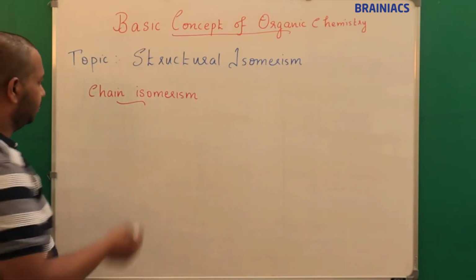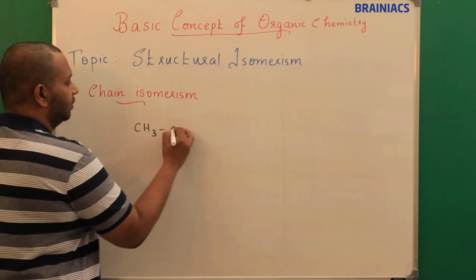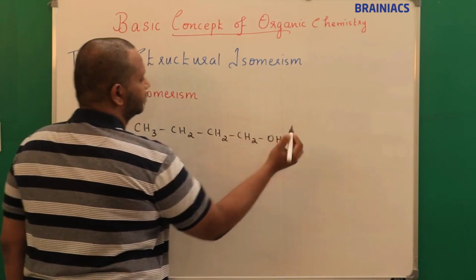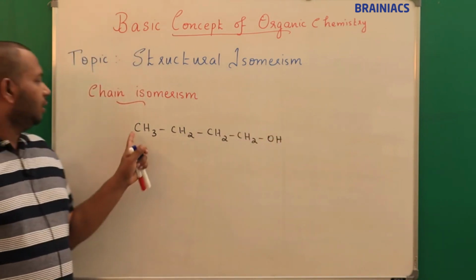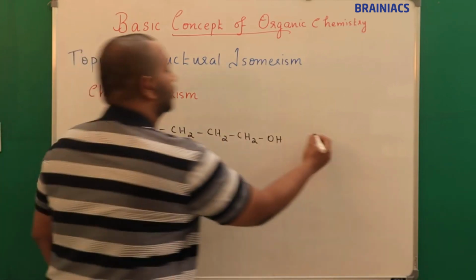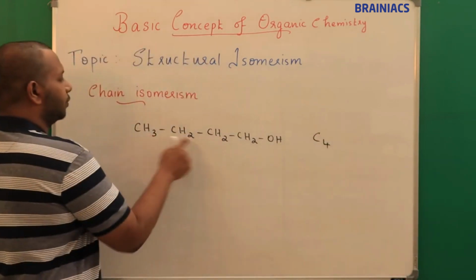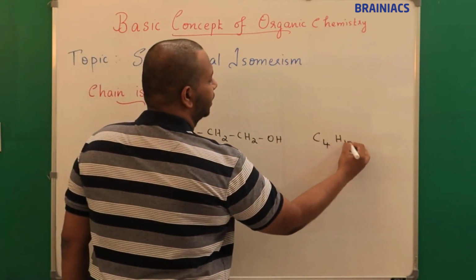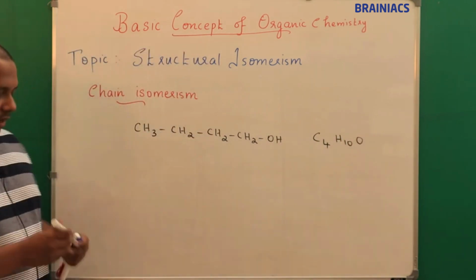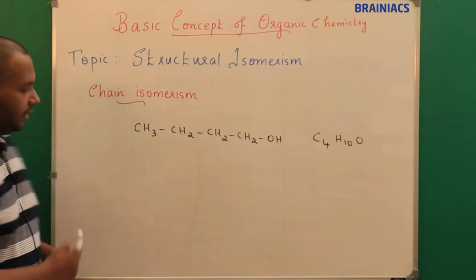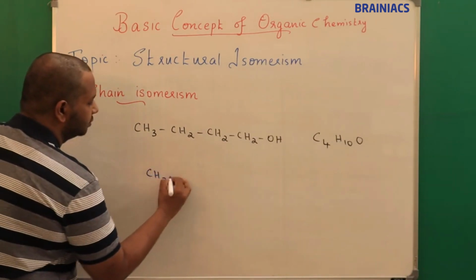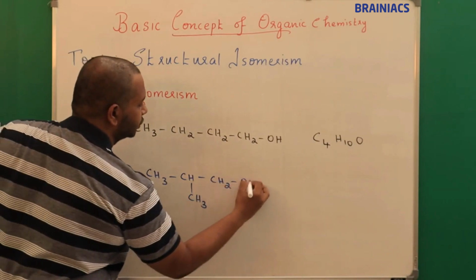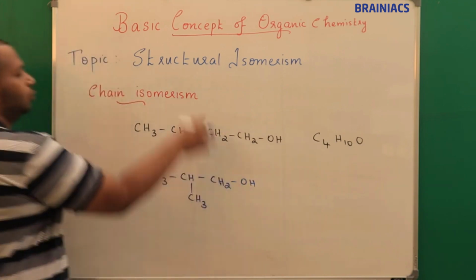For the next example I am taking butan-1-ol, CH3, CH2, CH2, CH2OH. Okay. So what is the formula? 1, 2, 3, 4. 4 carbon atoms are there. C4. Hydrogen 3 plus 2 is 5, 5 plus 2 is 7, 7 plus 2 is 9, plus 1 is 10. So C4H10O. Now let me draw another compound. Let's see. CH3, CH, CH3, CH2OH. Now tell me how these two are related.